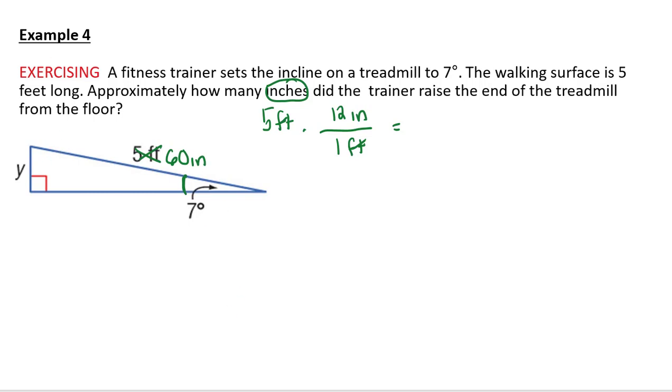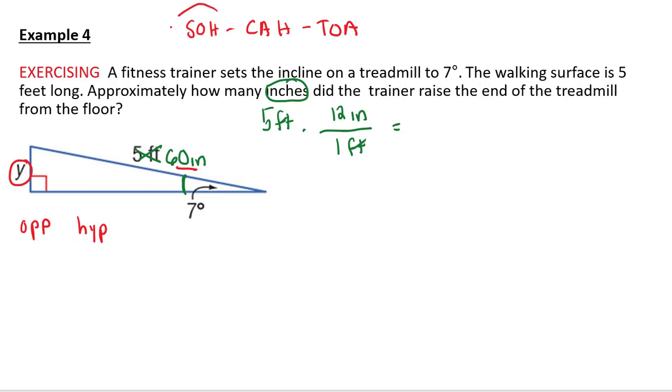Now I'm looking for the opposite, and I know the hypotenuse. So to solve this, you have to think which trig function involves the opposite and the hypotenuse. So I write out my SOHCAHTOA again. Sine is opposite over hypotenuse. Cosine is adjacent over hypotenuse. Tangent is opposite over adjacent.